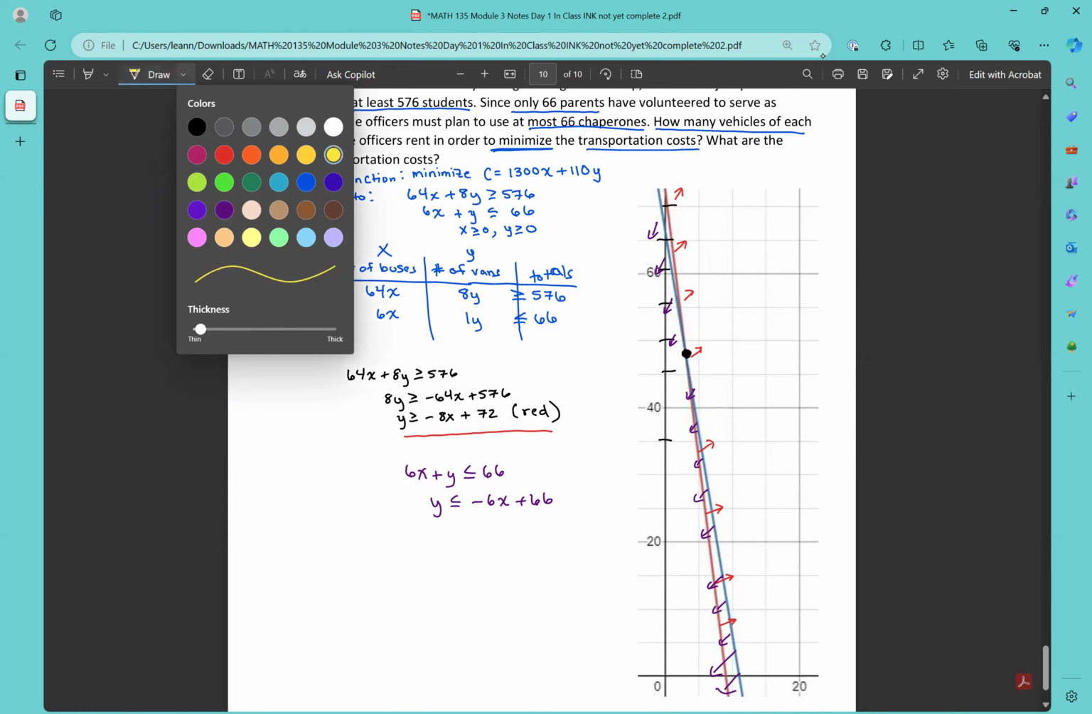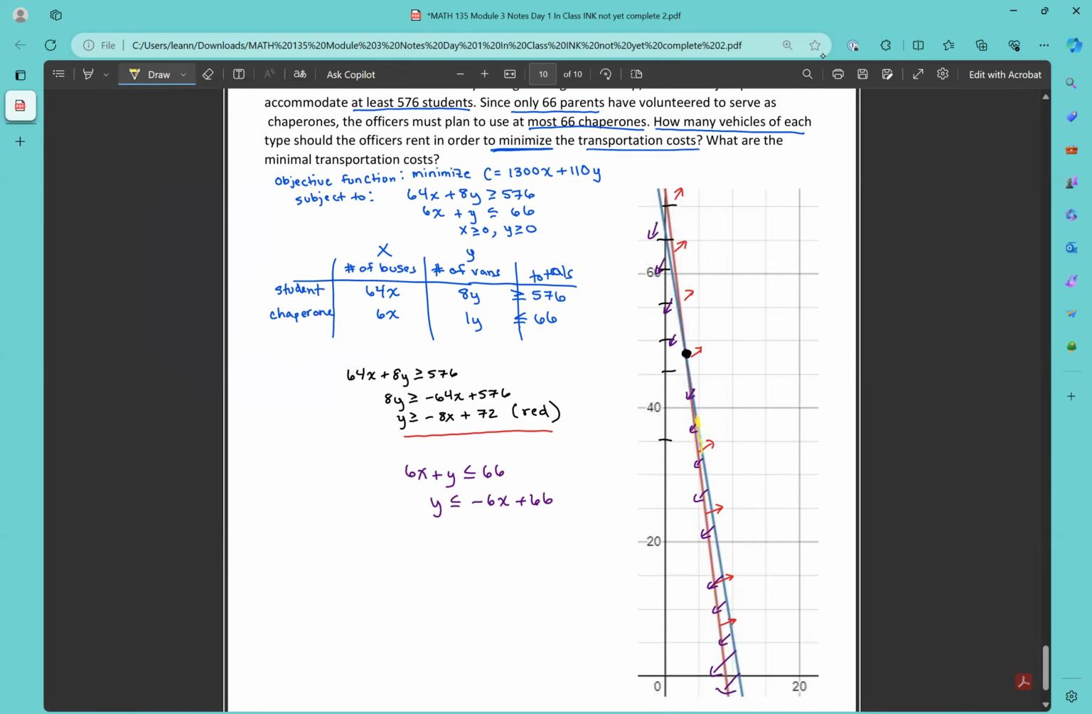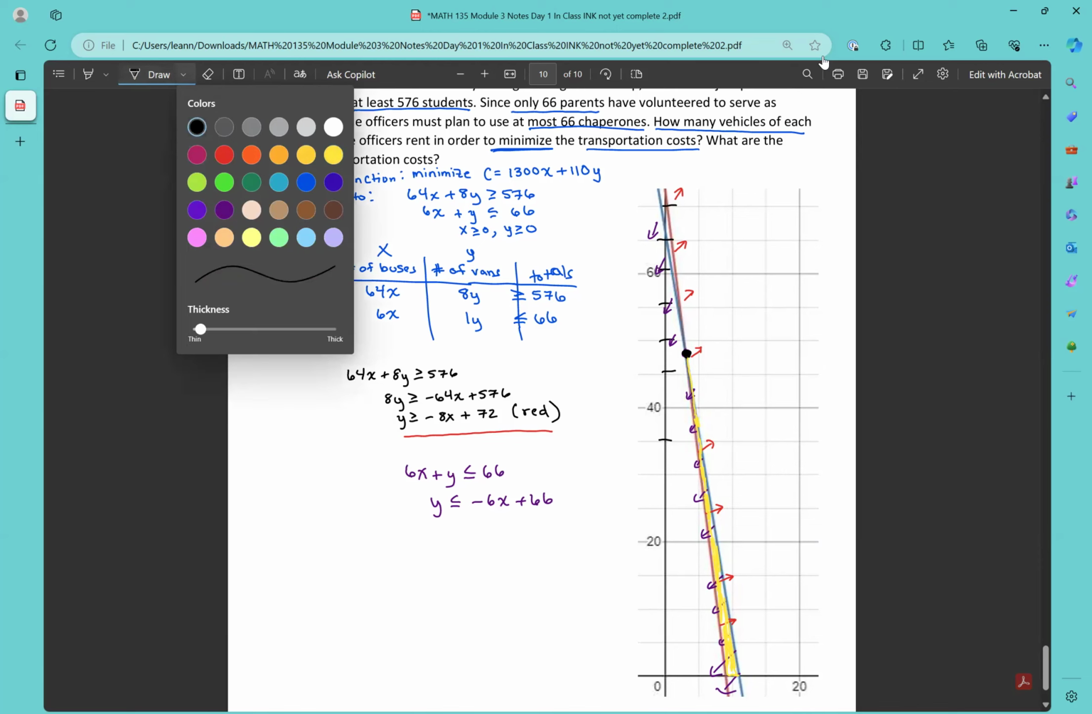So I'm going to get a yellow pen just because it's hard to highlight this little spot. So just from our intersection point down, which is really thin, we are shading this tiny, narrow little triangle all the way to the x-axis. And that goes all the way up to our intersection point. Okay, so that's our feasible region. Now we need to find what that intersection point is.